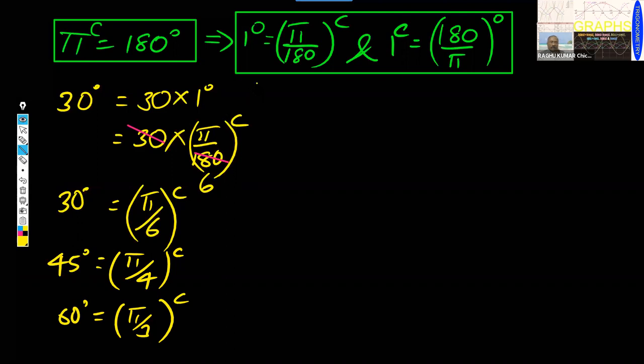Similarly, if you convert 90 degrees, tell me, Sriram, now 90 degrees? Half of pi, of 180, no? So pi by 2, simply.